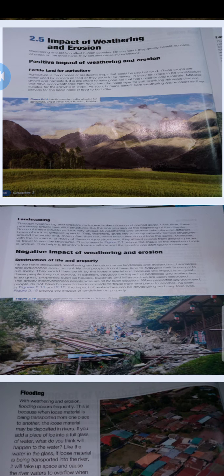Next, impact of weathering and erosion. Weathering and erosion affect human activities. Number one, positive effects of weathering and erosion. Number one, fertilizing land for agriculture.